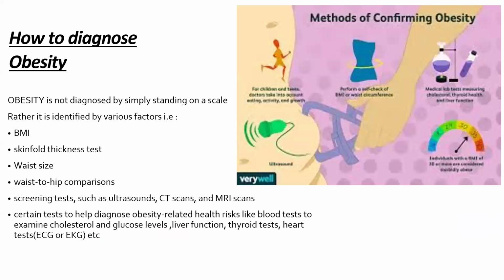How to diagnose obesity? The diagnosis of obesity is not simply made by just standing on a scale. Rather, it is identified by various factors that include BMI, skin fold thickness test, waist size, waist to hip comparisons, screening tests like ultrasound, CTs, and MRIs, and certain tests to help us diagnose obesity-related health risks, like blood tests to examine the cholesterol level, glucose level, LFTs, TFTs, or heart ECGs.